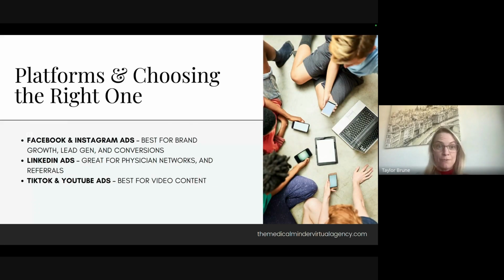Okay, so platforms. There are so many different platforms where you can do ads: Google, Facebook, Instagram, LinkedIn, TikTok, YouTube, etc. Depending on what your goals are and how much time you have to respond to the leads and take on these patients, clients, this is where you want to decide and try out different ones, because different platforms will have different audiences. So I suggest always trying out different ones.